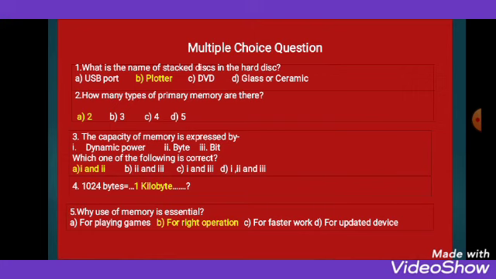Now my dear students, I will show you some MCQs from lesson 10 and 11. I think it's clear, the font size is clear.